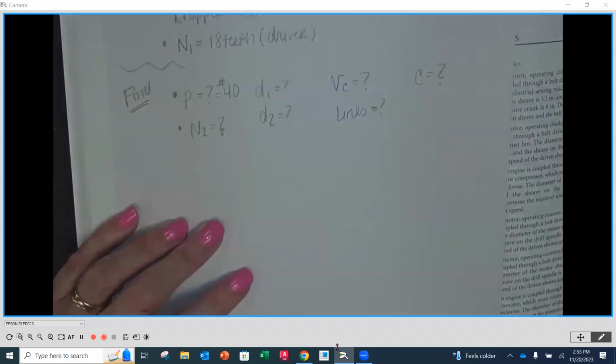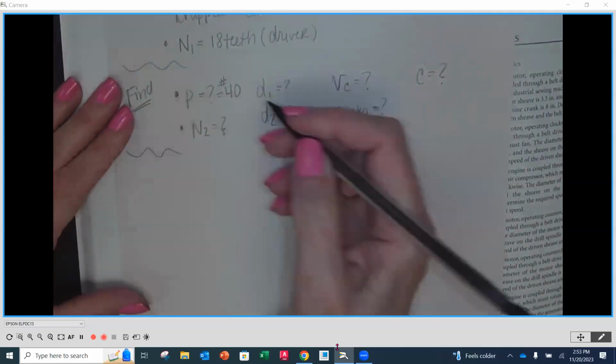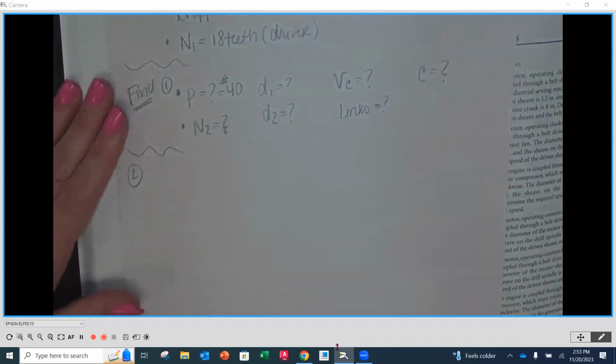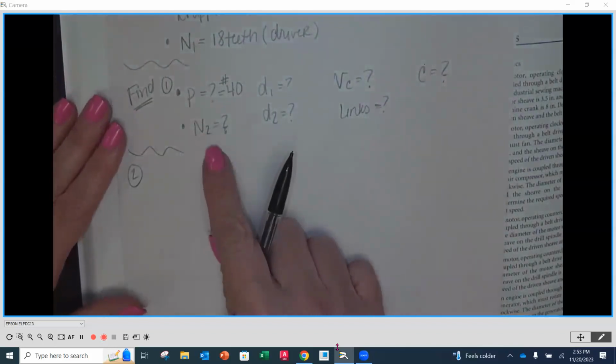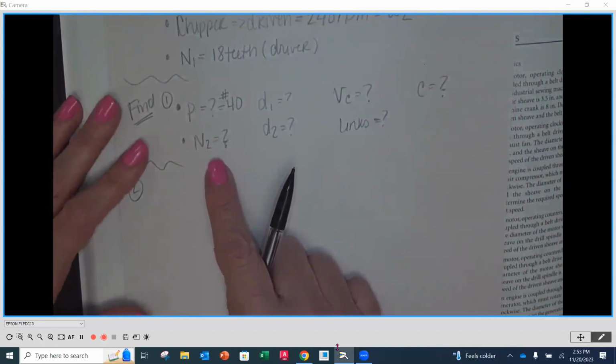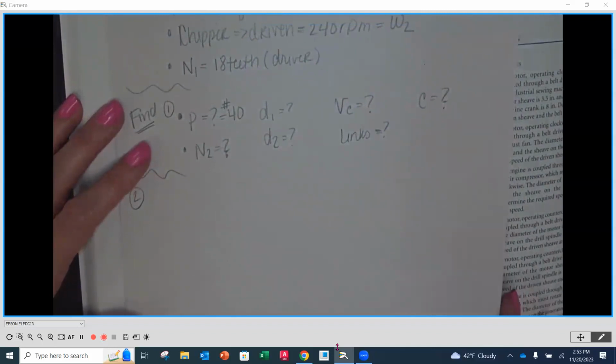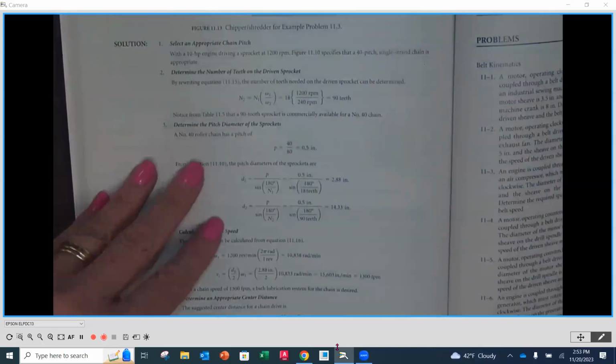And then we'll convert that over when we need to a little bit later on. So we have that one done. So that was step number 1, if you would. Step number 2 now is going to be determining the number of teeth on our sprocket that's going to be on our chipper. Okay. Now to do that, we are going to go through that velocity ratio equation.